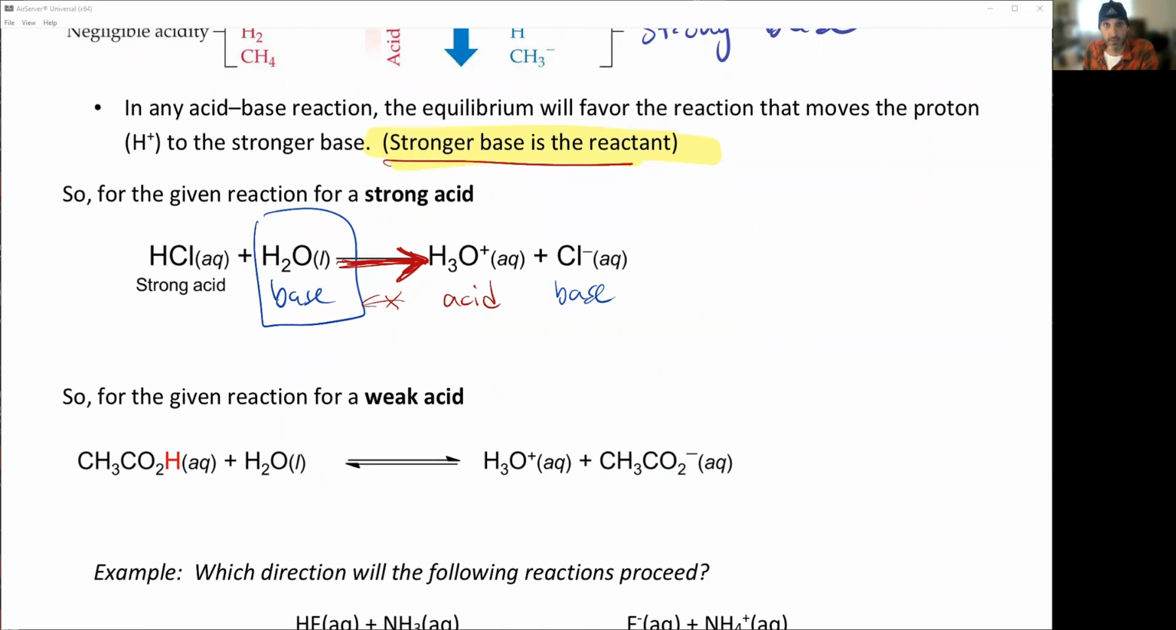That's for a strong acid, because the conjugate is a negligible base, right? This is not a base actually. Although I did call it a base, it's not really, it's negligible. It's actually not even going to be good enough to be considered a base.